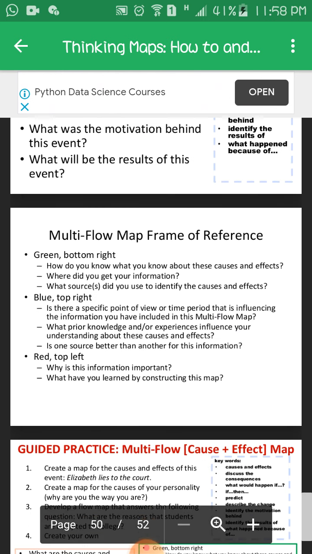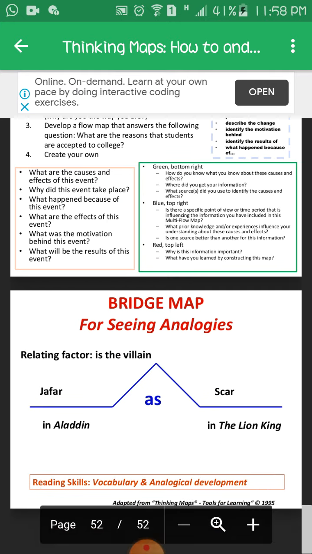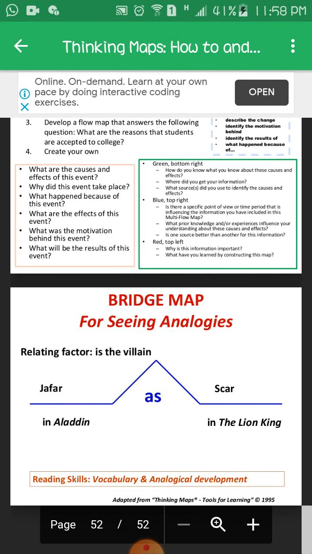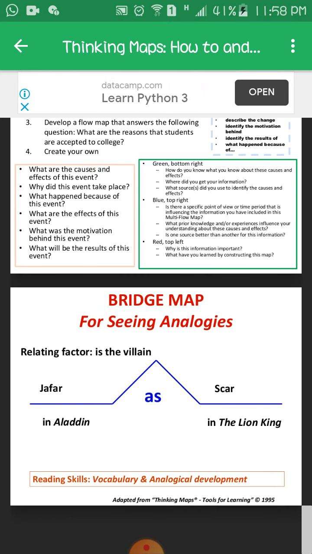right? And now we will see bridge map for seeing analogies. Relating factor is the villain. Jafar in Aladdin as Scar in The Lion King.